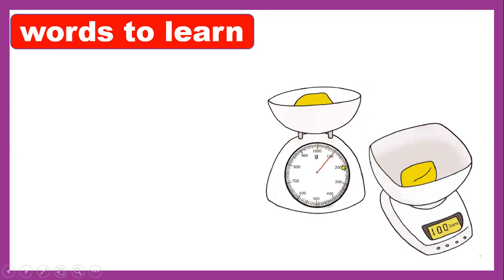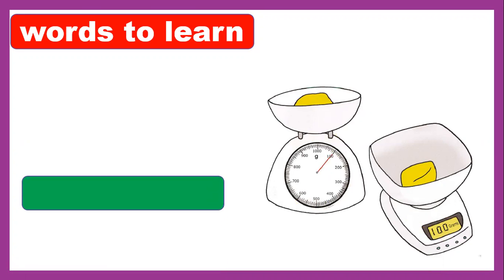Okay, when you compare weight, you need scales. There are two types of scales. The first one is analog, and the second is digital. In the analog scale you can see the red hand and the round dial. But in the digital scale you can see the printed numbers on this scale, but they work the same.